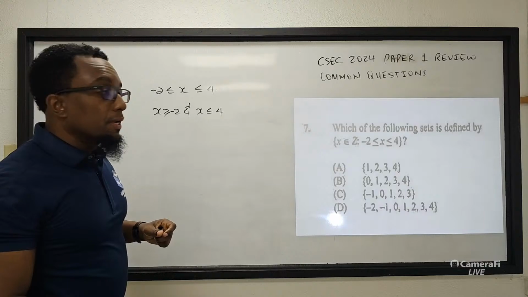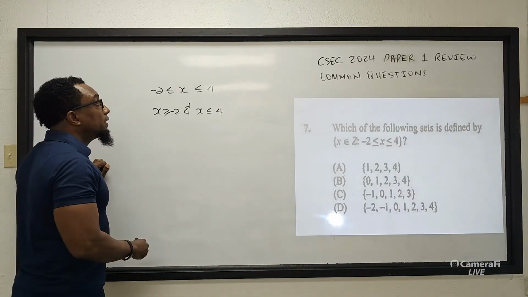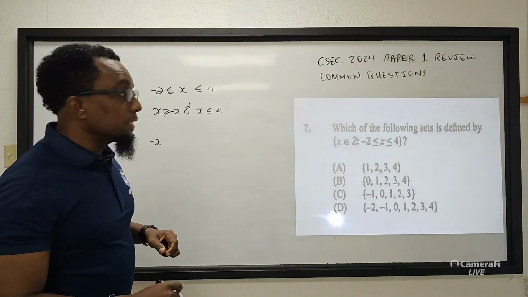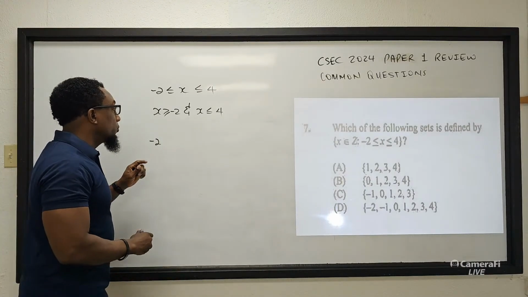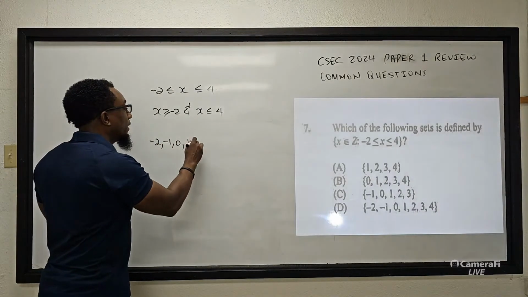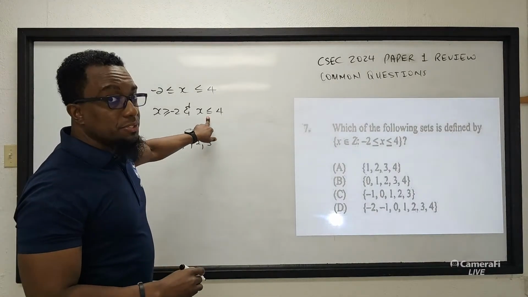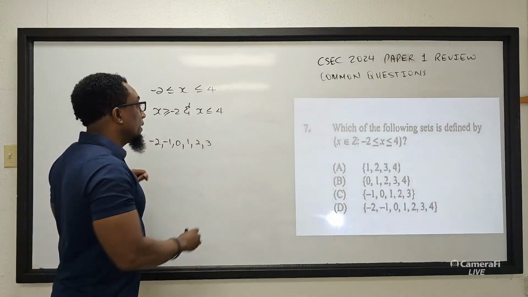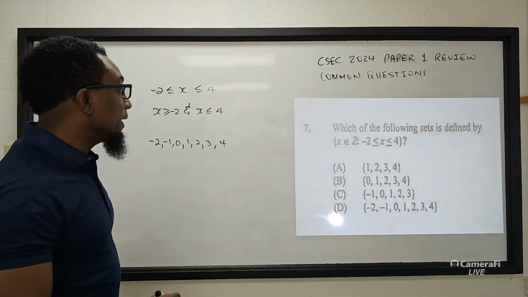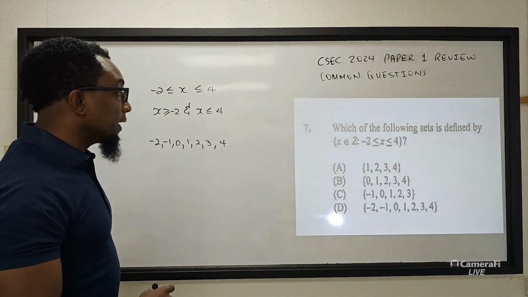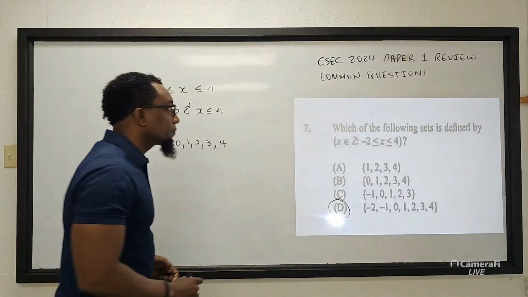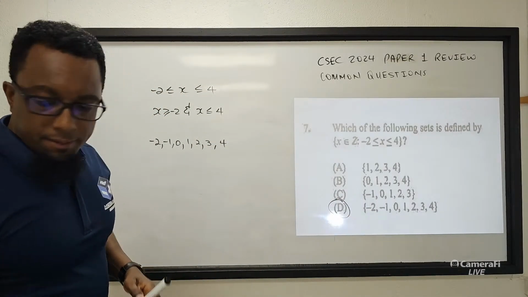And what this simply means, if we have x is greater than or equal to negative 2, it means we're looking at negative 2 and all numbers greater than negative 2. So negative 2, we have negative 1, which is greater than negative 2. We have 0, we have 1, 2, 3, and of course we have x less than or equal to 4. So of course we're including 4 and everything that is less than it. And of course it must fall within that range between negative 2 and 4. So we're looking at negative 2, negative 1, 0, 1, 2, 3, 4, whose answer there is D. So 7D.